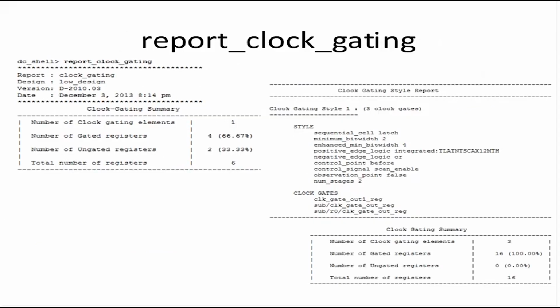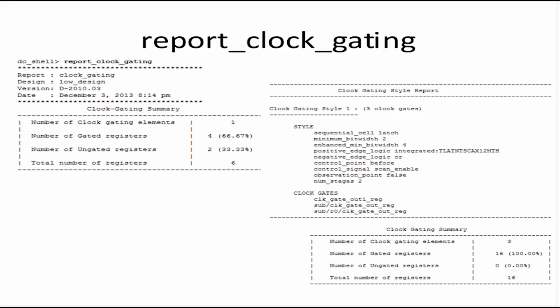After synthesis, you can also use a command called report_clock_gating. These are two different report_clock_gating outputs: one is the summary, and one is the more verbose report. It gives a very interesting statistic. It tells us that for this particular design, the percentage of gated registers is 66.67%. That means this has only 4 and 2, only 6 registers.